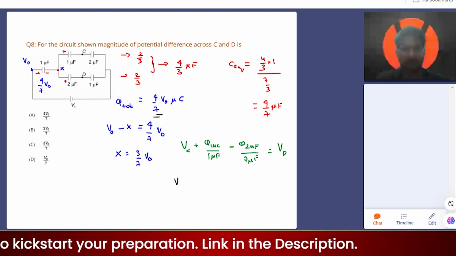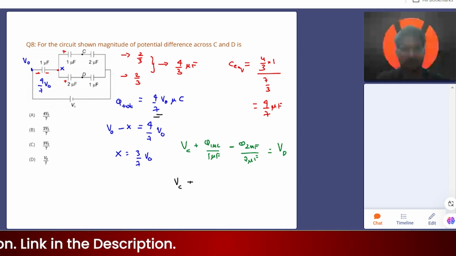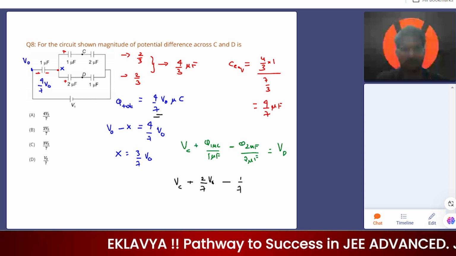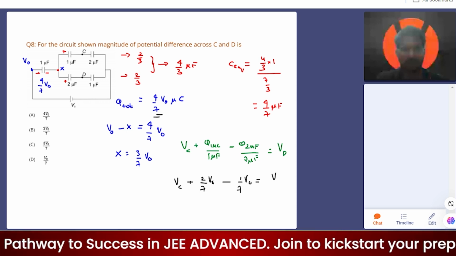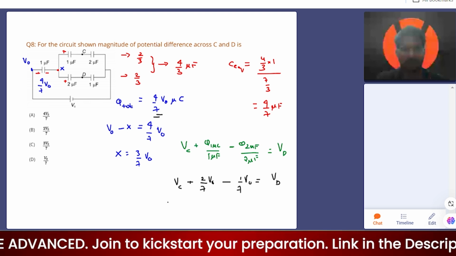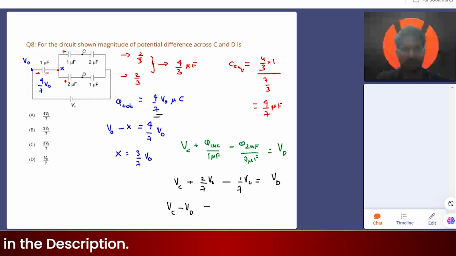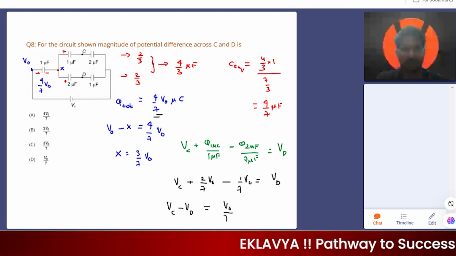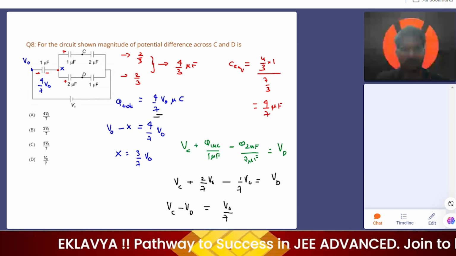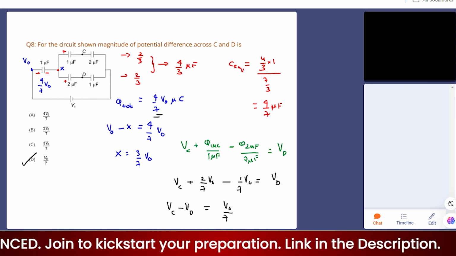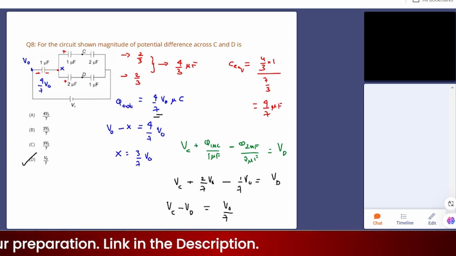So this balance: VC plus 2 by 7 V naught minus 1 by 7 V naught is equal to VD. Okay. So across C and D they are asking VC minus VD, which will be 1 by 7 V naught. That will be option D. Alright, so go through the question once again, you will have clarity about what is happening.